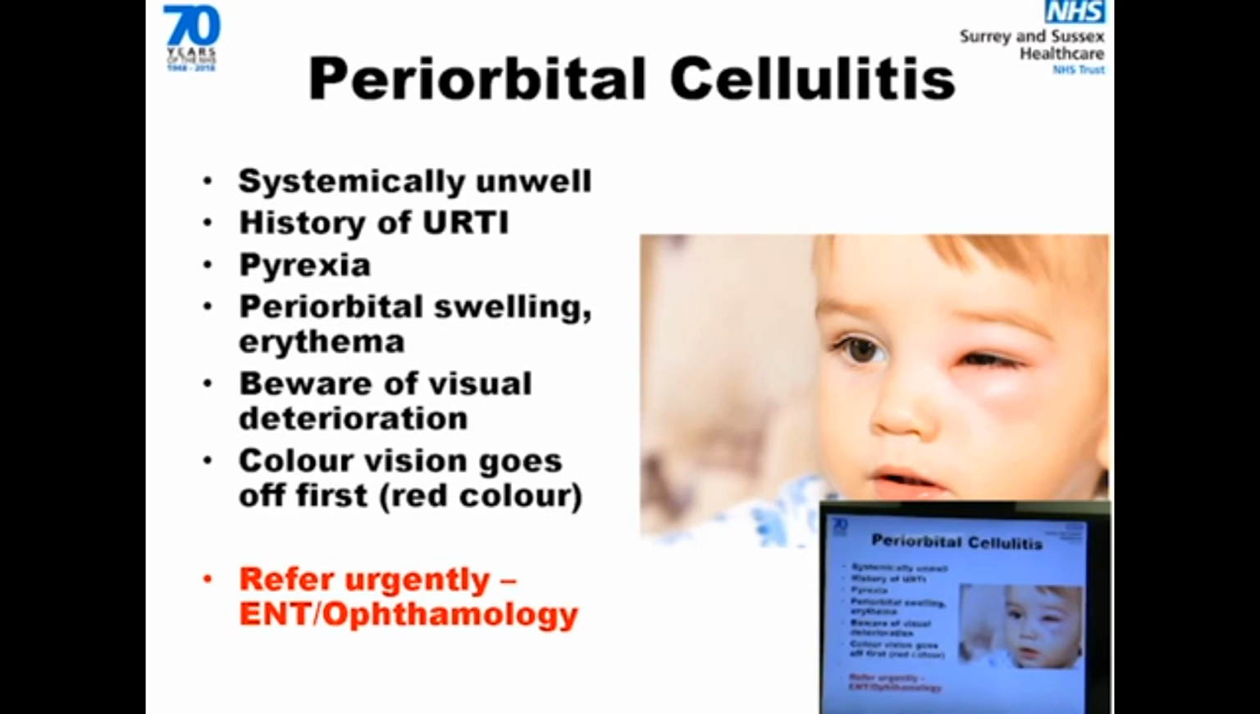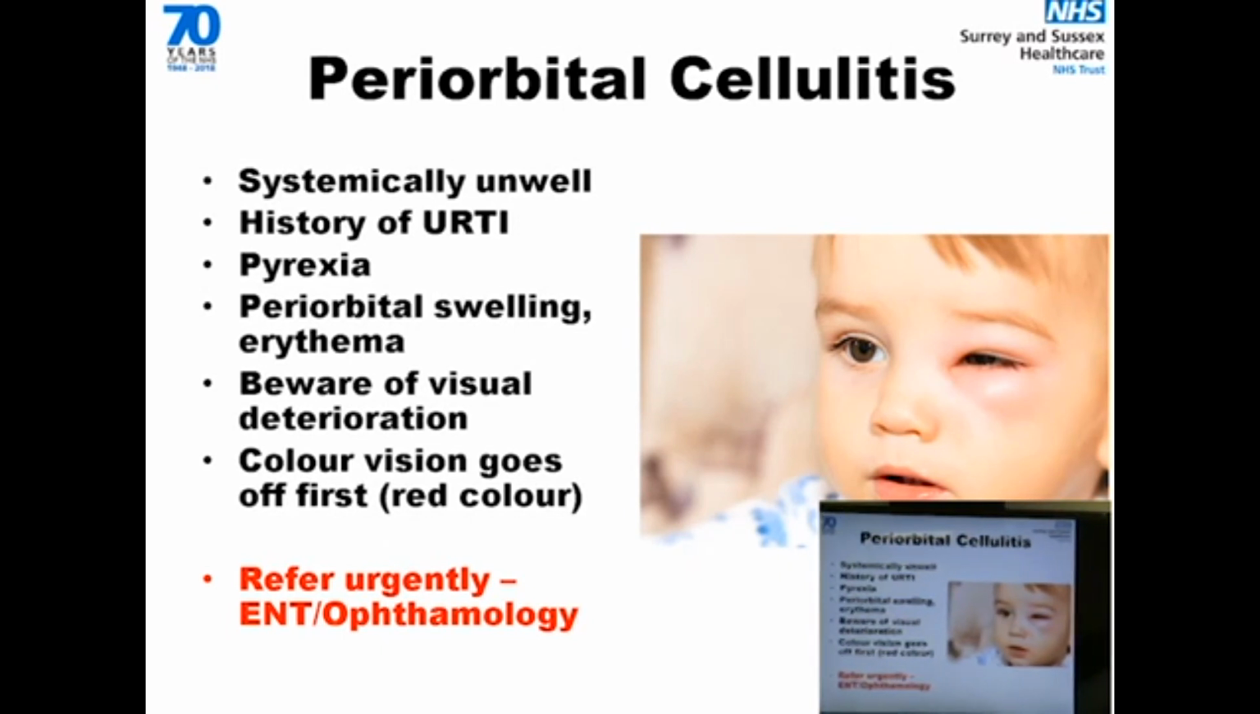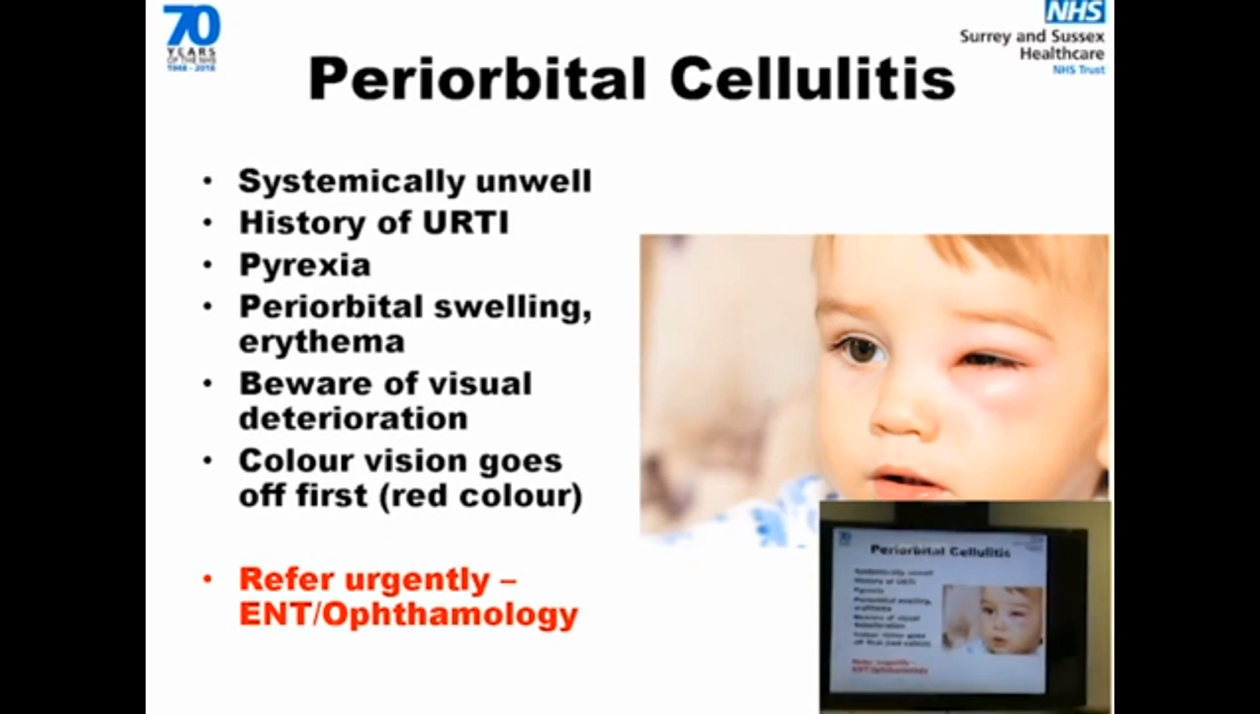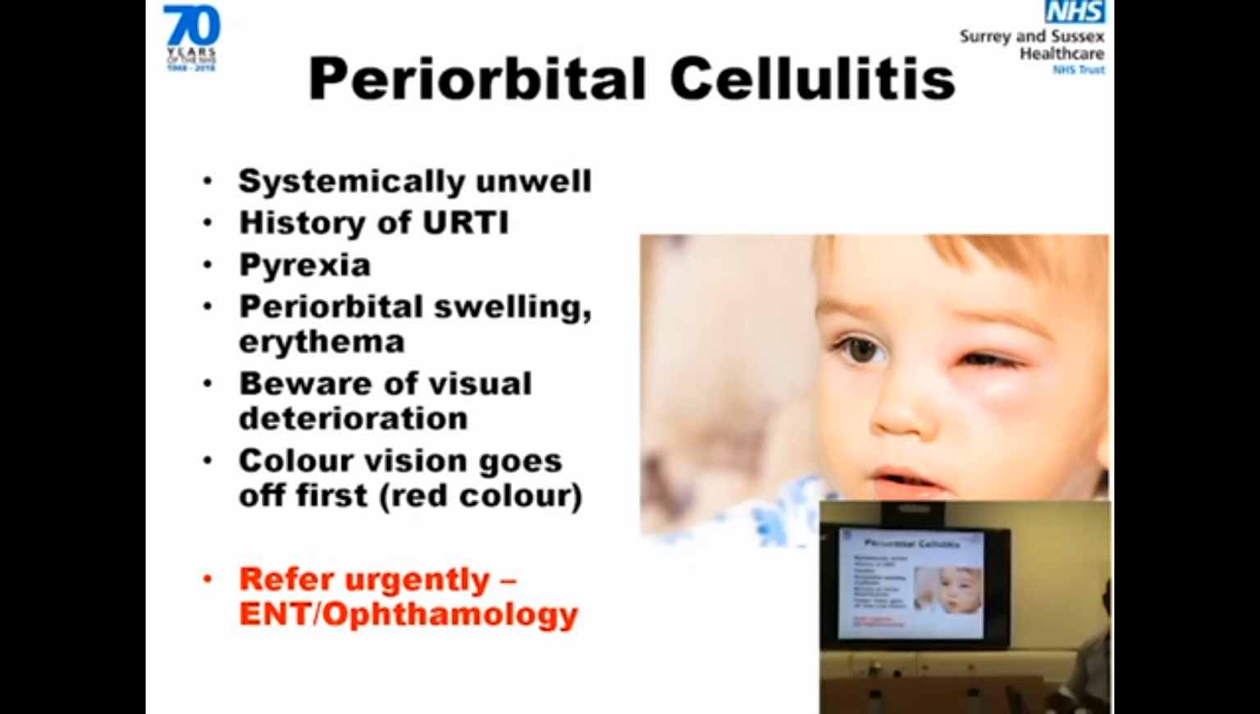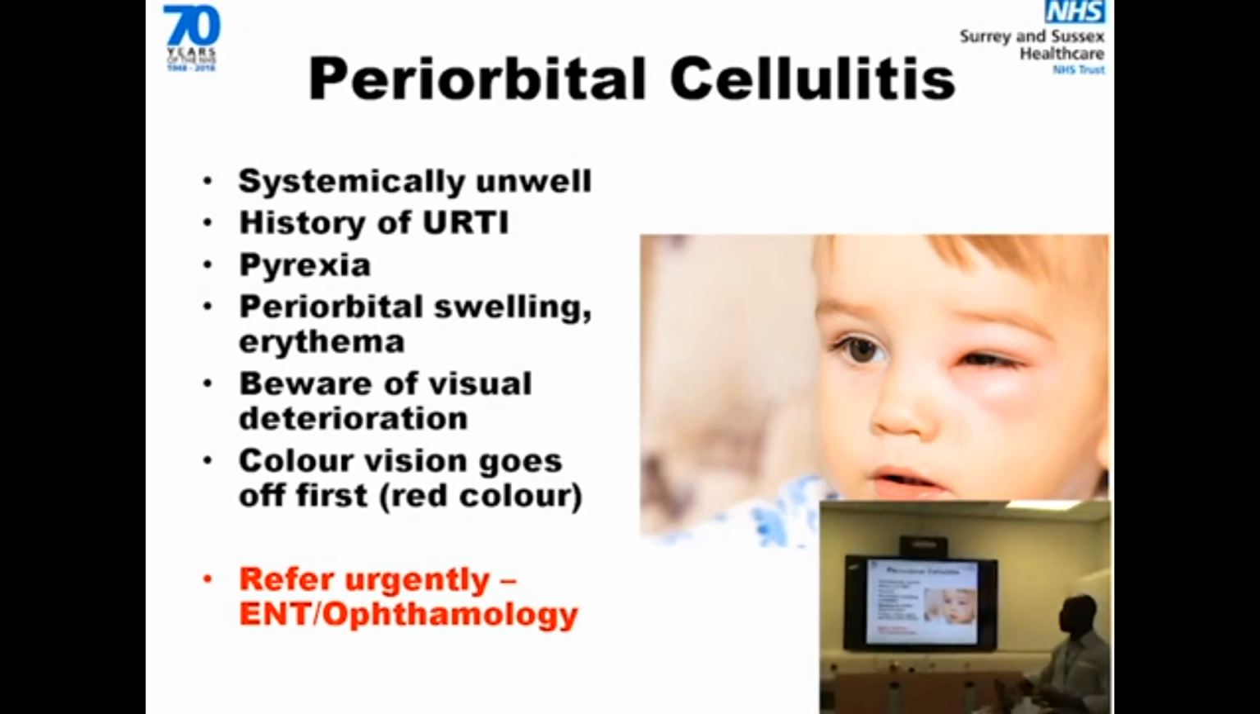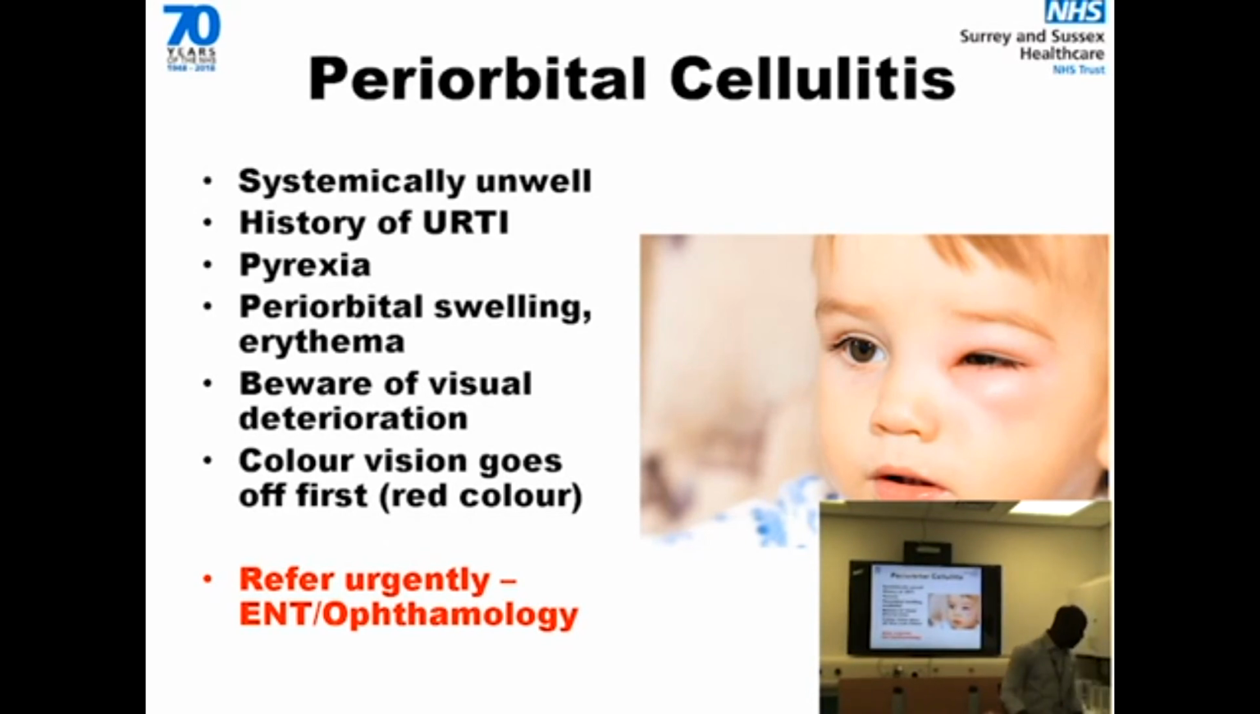Then beware of visual deterioration. Of course, if it's an older child, they can tell you that there's a problem with vision. And you need to ask this so that you can use it to prioritize. If vision is deteriorating, you need ophthalmology input ASAP, you need ENT input immediately. And you also ask about color vision. Usually the red color is the first to go. So once you have an idea of all these things going on, it's important to refer immediately. And then when you have this information, you tell the patient what to expect.